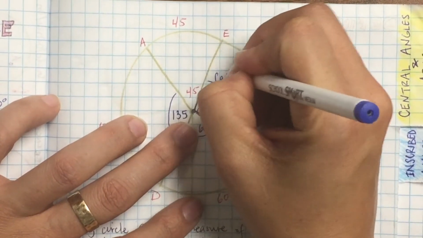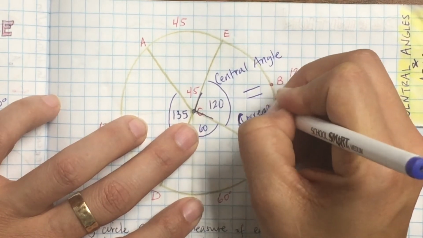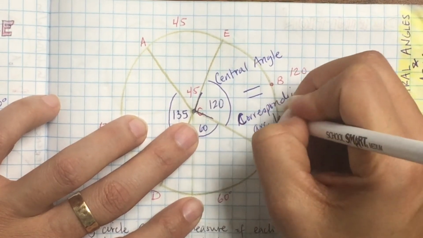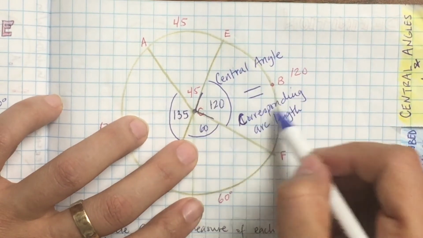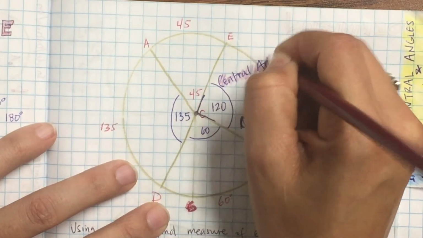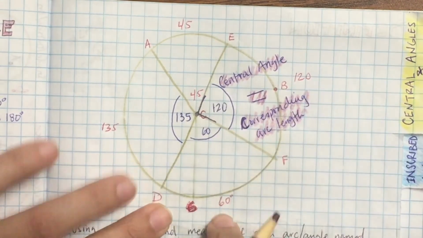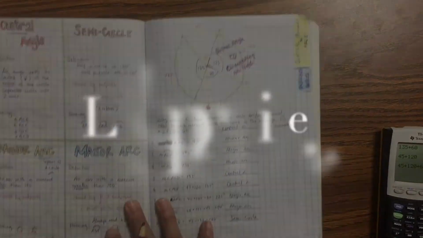Remember, the central angle is equal to the corresponding arc length. So that 120 is equal to the arc length 120. Central angle is going to be very important in the next video. Central angles are equal to the corresponding arc length. If the inside is 120 at the center, the outside arc is 120 degrees. Let's practice.